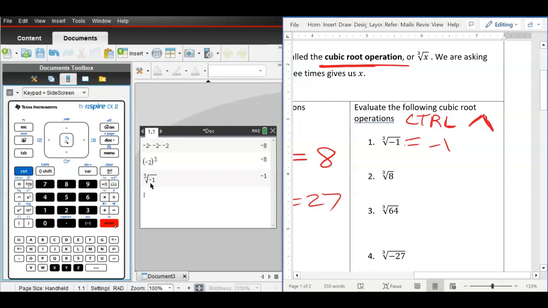Okay, I'll give you like 30 seconds. I want you to try to type it in. Do cube root of 8, cube root of 64, cube root of negative 27.